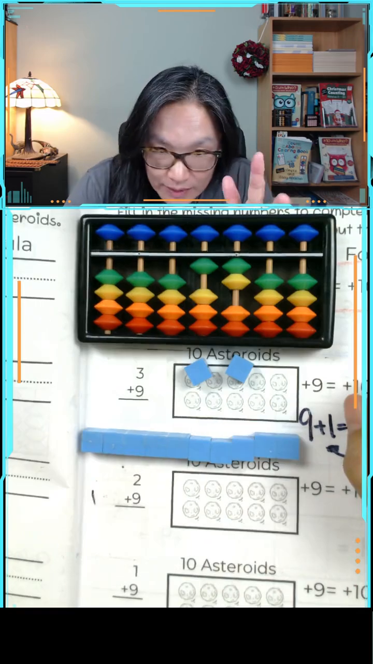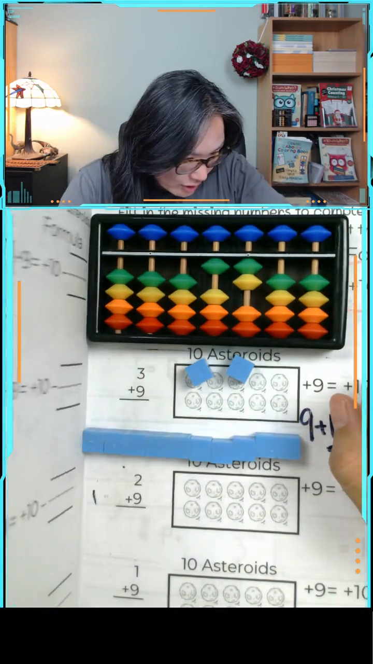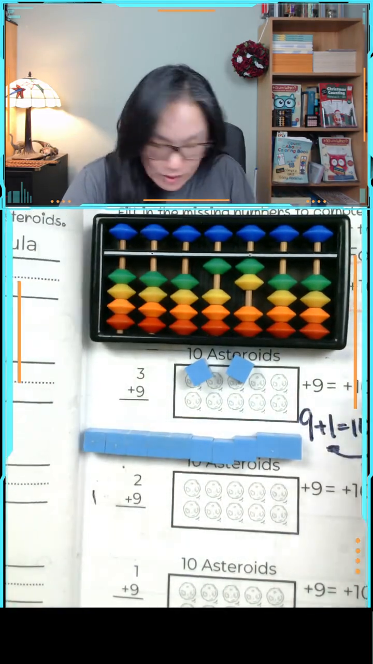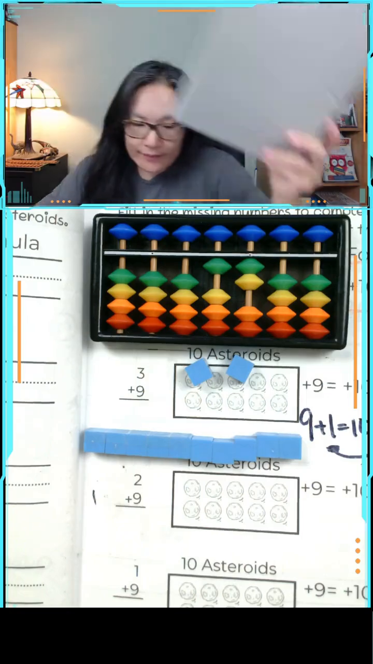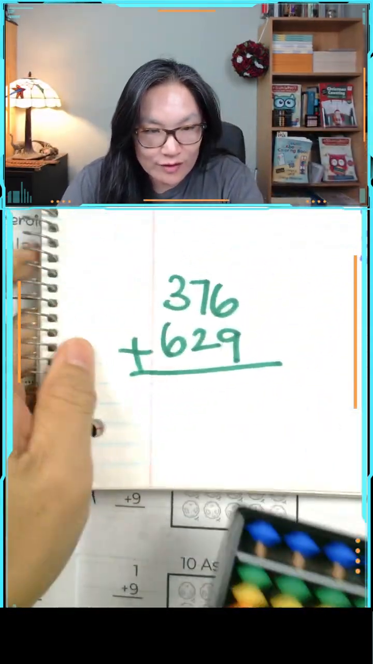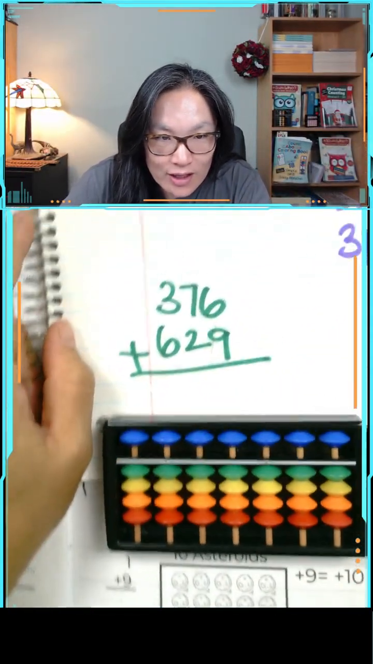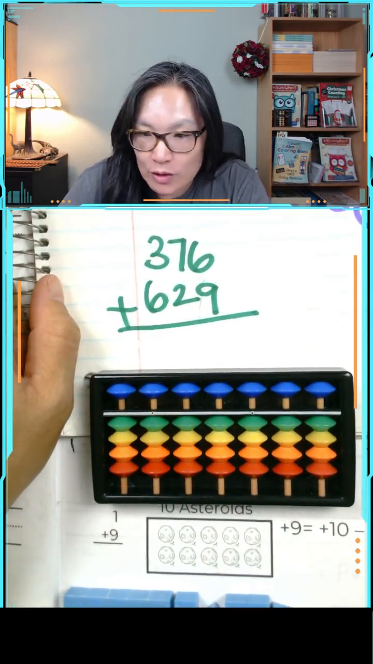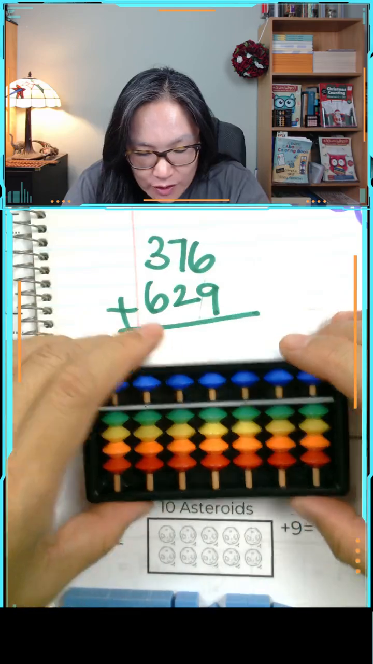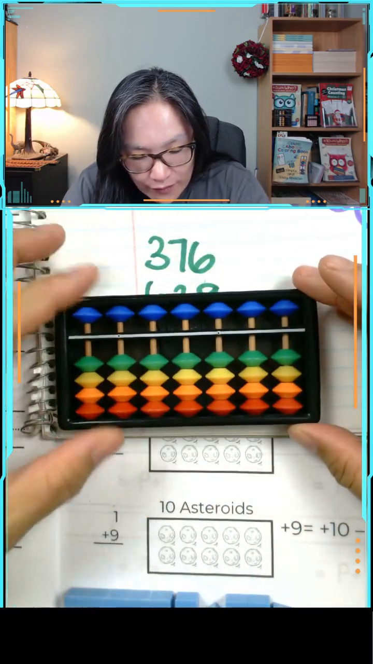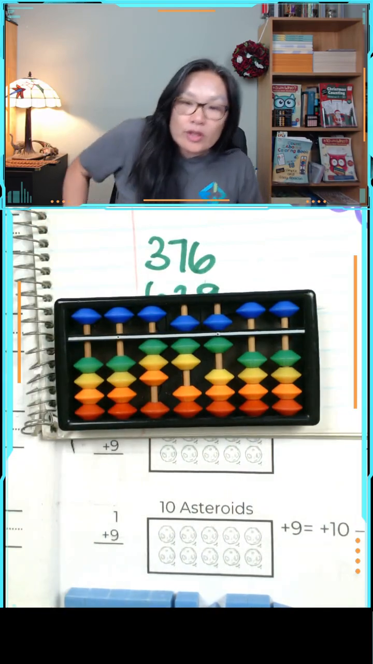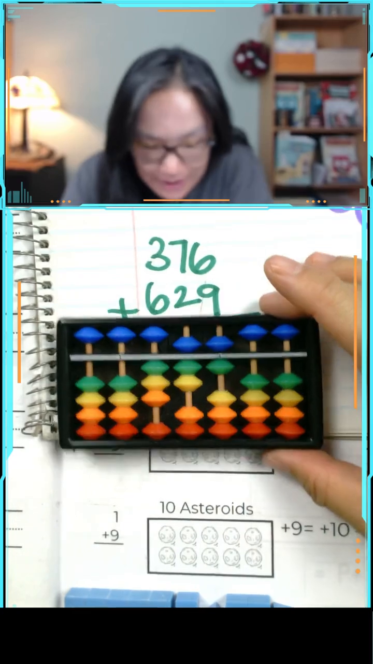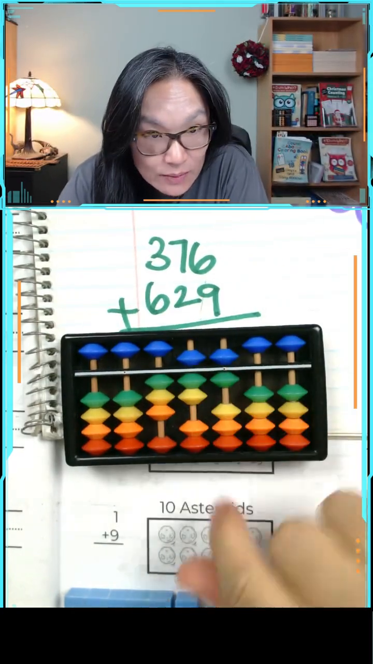So that leads me to this question here. Thank you, Danny, for the question. So we have our number, and it's a little bit much. We have 3 on the abacus: 376. And then we're going to add 6 to the abacus. Can you add it? Yes, we can add 6.